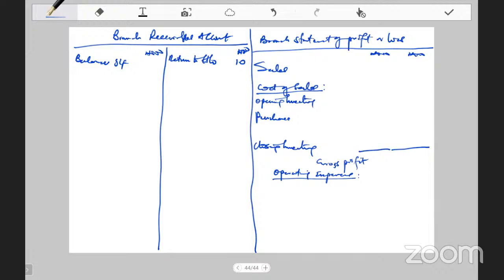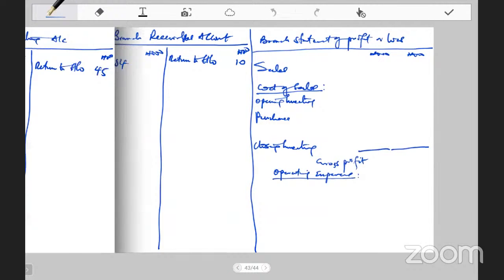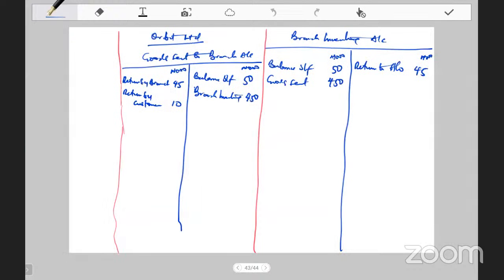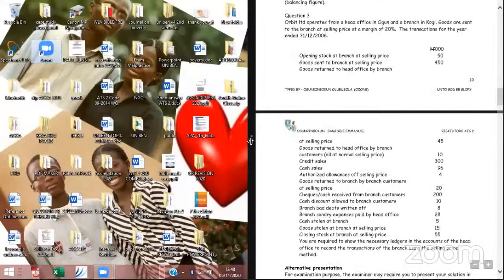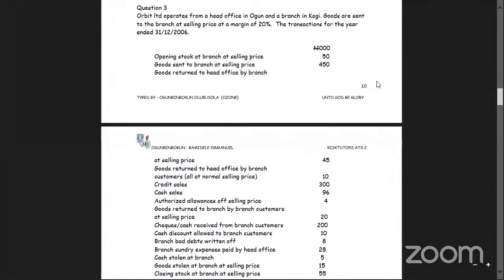Next, I have credit sales. What's the value of my credit sales? Credit sales is 300. For those of you that don't have the question, I'm going to quickly share it so that you can see where I'm getting the values from, so I don't have people telling me that they did not get it. You can snap it.